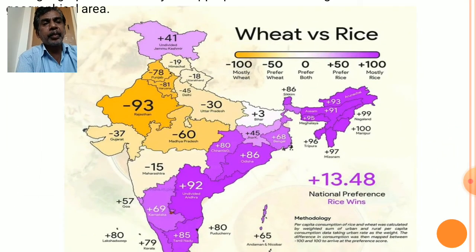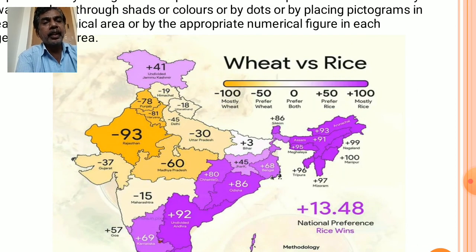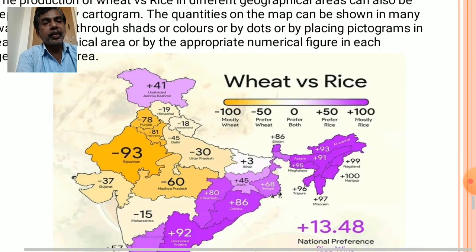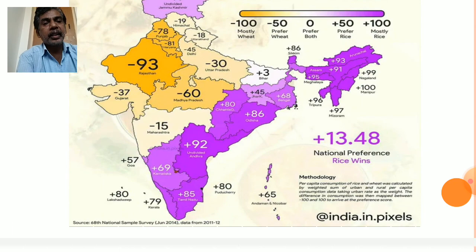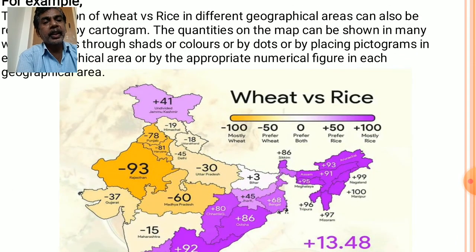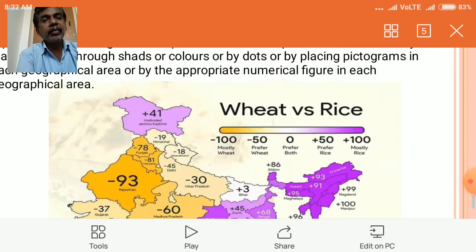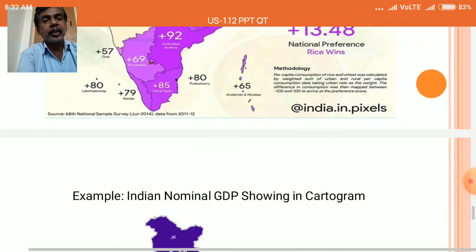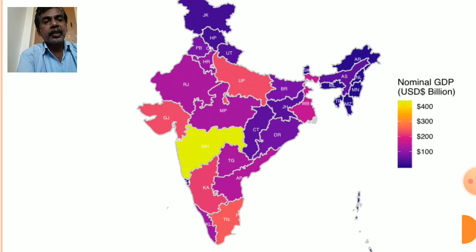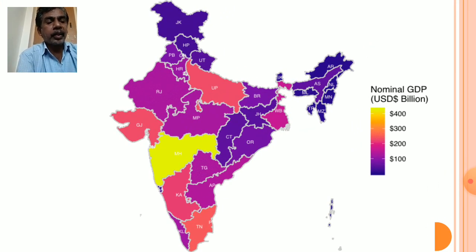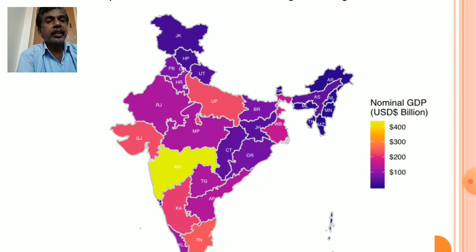Here we used color. For each quantity we used a different color, and by looking at the color we can understand how much production has happened. So this is representing statistical data by using color, or dot, or numerical figure. This is another example which is quoted. The data or the facts are represented by using color, and each color depicts the statistical data.